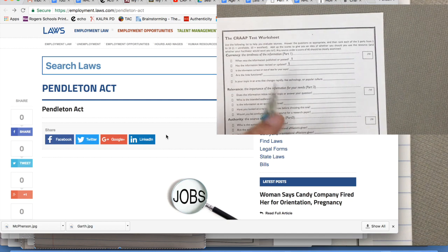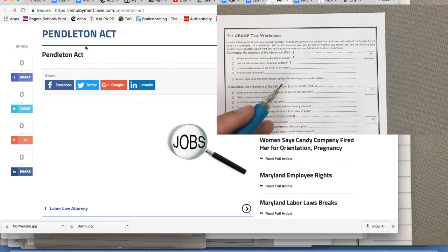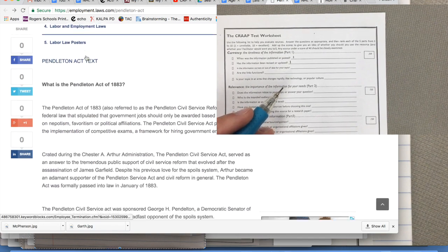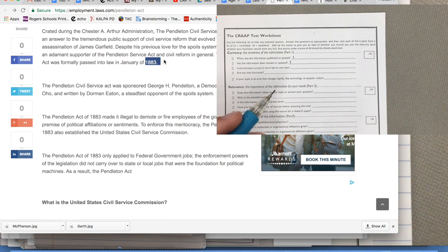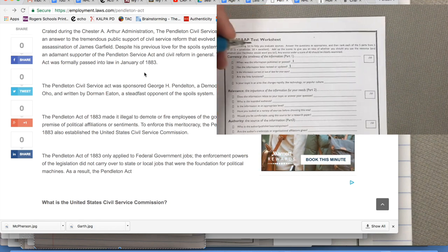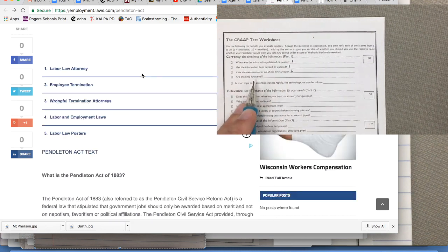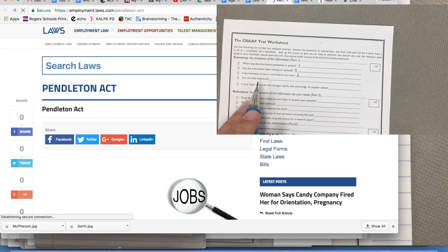Is the information current or out of date on your topic? Well, I've looked at some other things with the Pendleton Act, and this seems pretty accurate. It's not out of date because this is talking about something that happened back in 1883. And so I am going to give that a 2. It is up to date. Nothing has changed in regards to the Pendleton Act. Are the links functional? Well, let's try that. Important links. I clicked on laws.